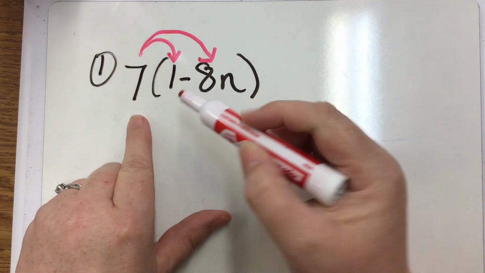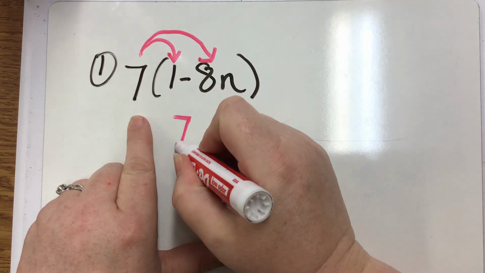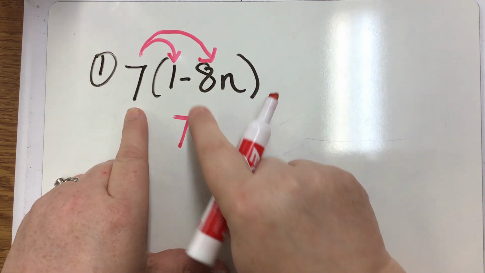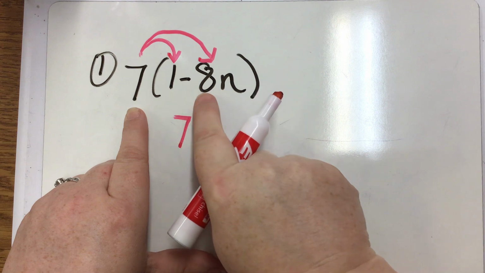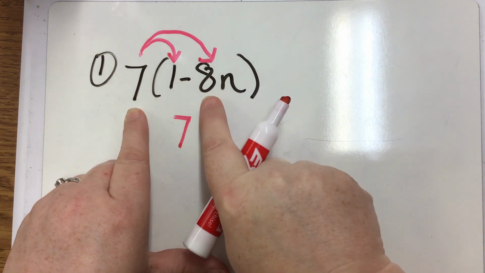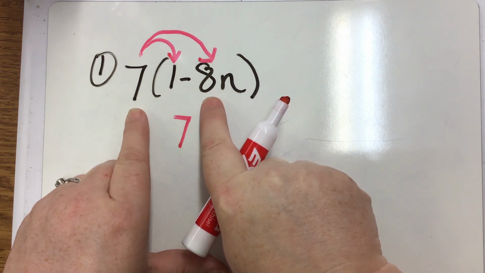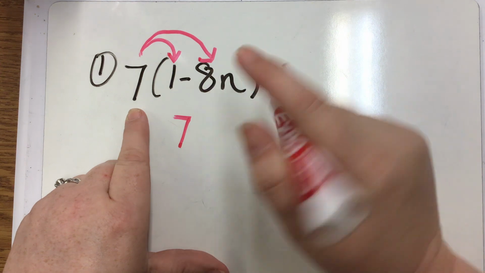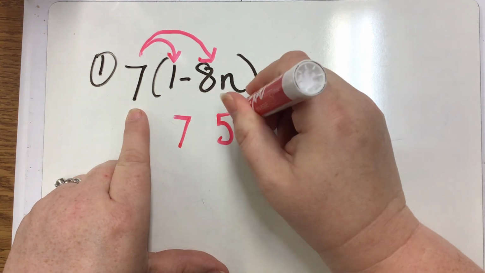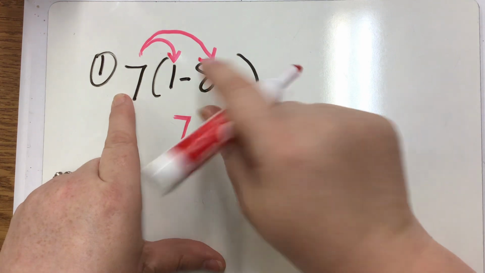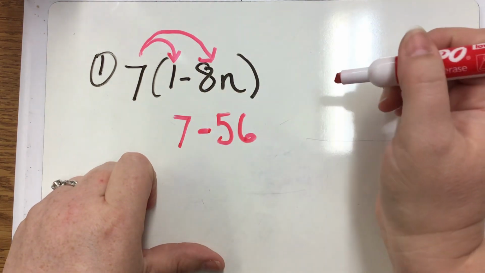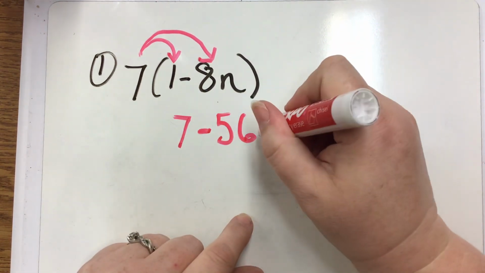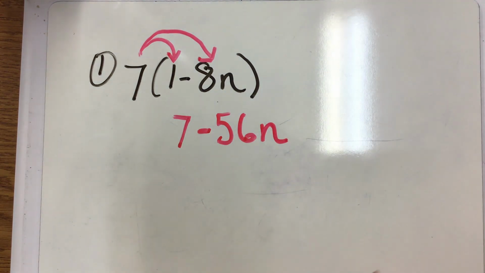7 times 1 is 7. 7 times negative 8n. 7 times 8 is 56. Positive times a negative is a negative, and then I can't forget the letter n. And that is it.